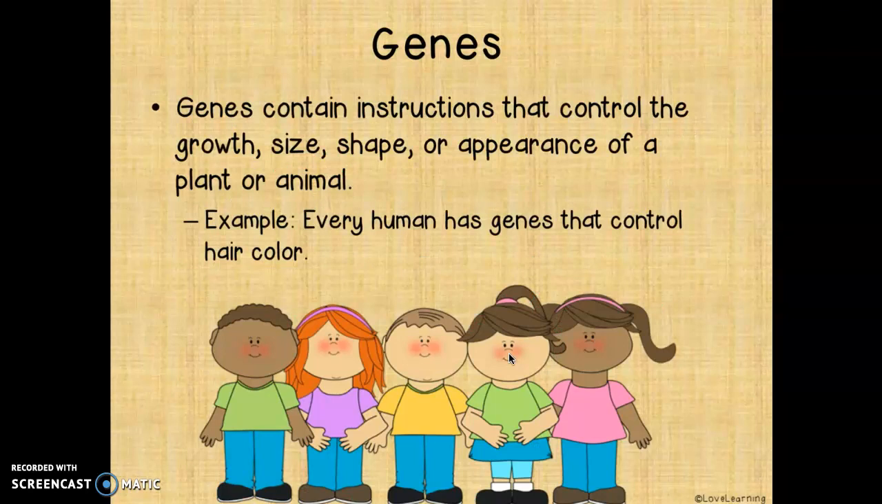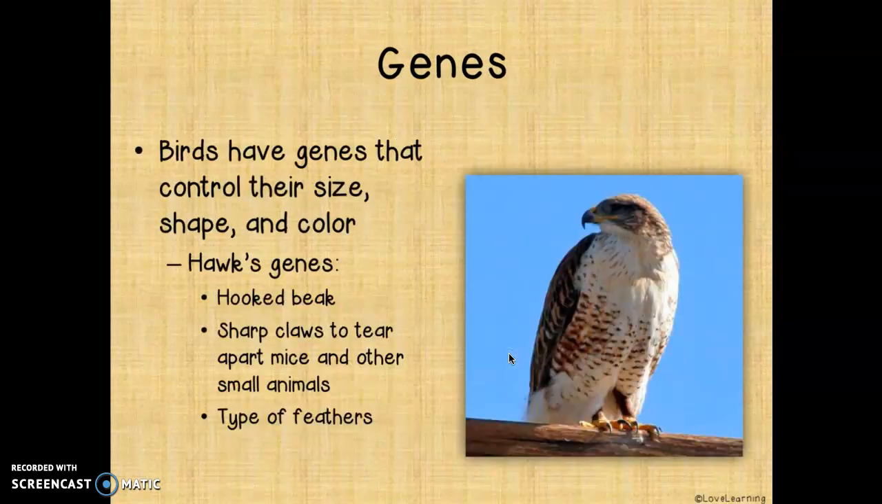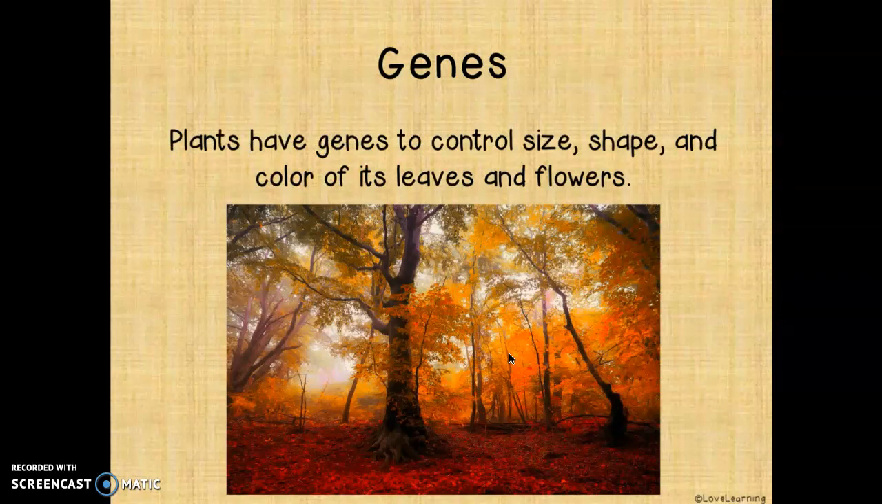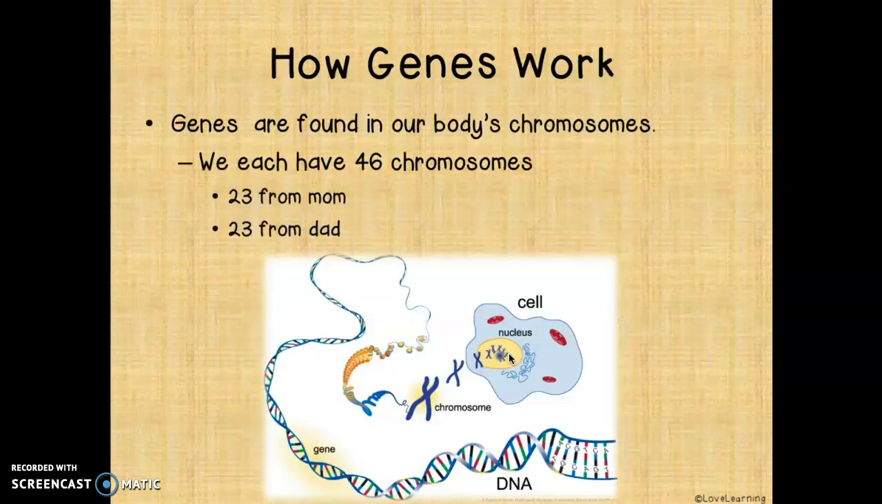Genes contain instructions that control the growth, the size, the shape, or appearance of plants and animals, and yes, us as humans. Birds have genes that control their size, shape, and color. A hawk's genes give it a hooked beak, sharp claws to tear apart mice and other small animals, and different types of feathers. Plants have genes to control the size, shape, and color of their leaves and the flowers on them. And did we not just talk about all this stuff when we were classifying in the last unit? Yes. Look at all these connections, y'all.